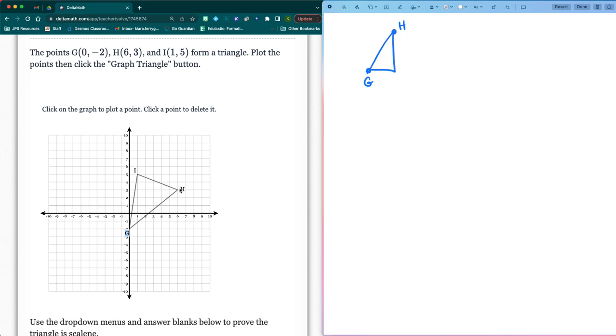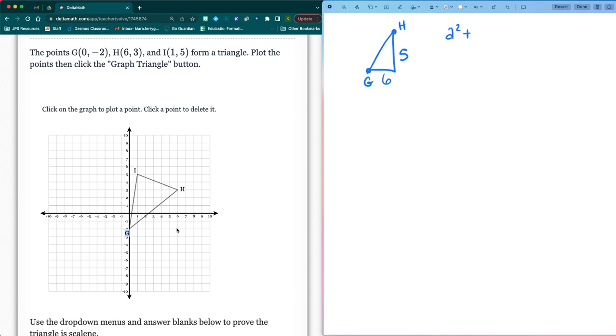But how many units are between H and J? So I'm going to come here and say 1, 2, 3, 4, 5. Let me make sure I count that again. 1, 2, 3, 4, 5. So we have 5 units on the height, and then the base would have 1, 2, 3, 4, 5, 6. So it would have a base of 6. And so here I'm able to figure out what GI is.